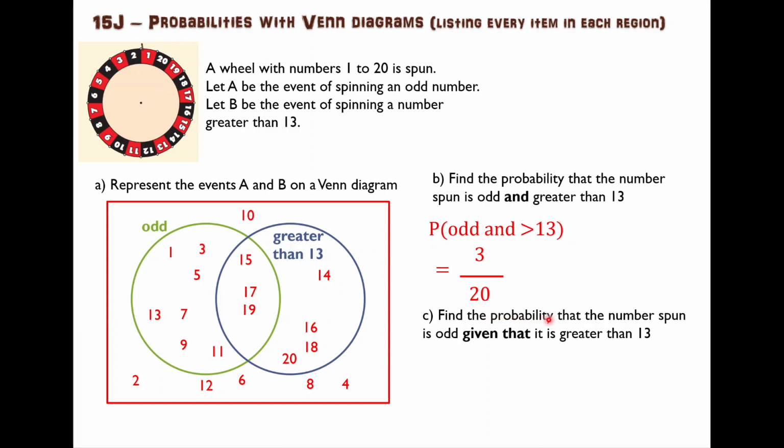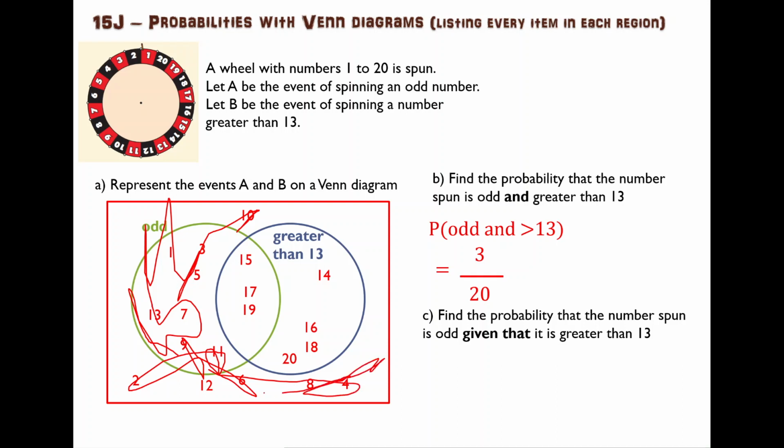Next, we can find the probability that the number spun is odd given that it is greater than 13. So suppose I spin a number and I tell you, oh, I got a number that is greater than 13. So it is one of these. Given that it is greater than 13 means out of the numbers that are greater than 13, ignore all of the other numbers, pretend they don't exist. So I'll just scribble all these out, pretend all these numbers don't exist, right? Because it's given that it's greater than 13. Ignore all the other numbers and pretend that only these outcomes exist.